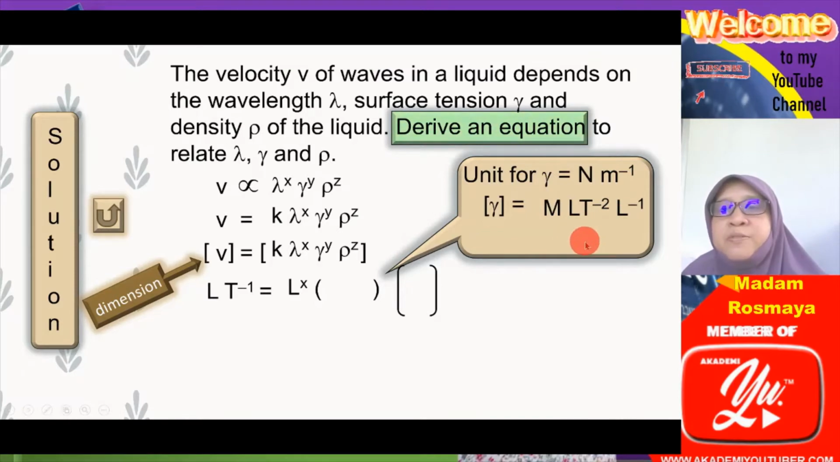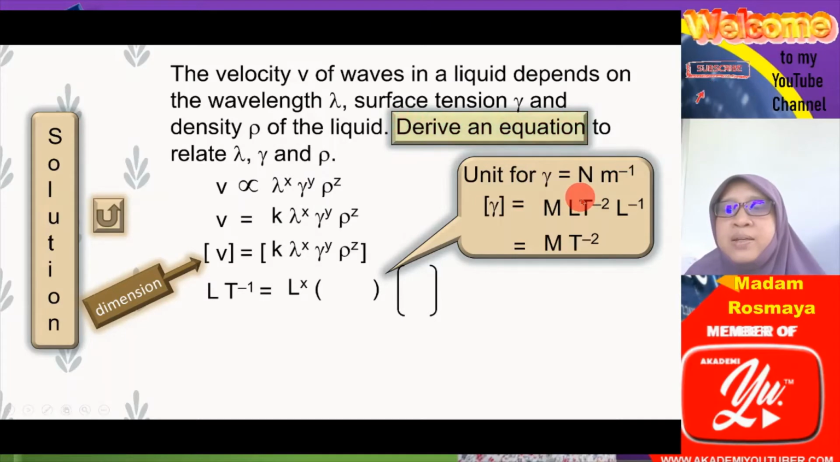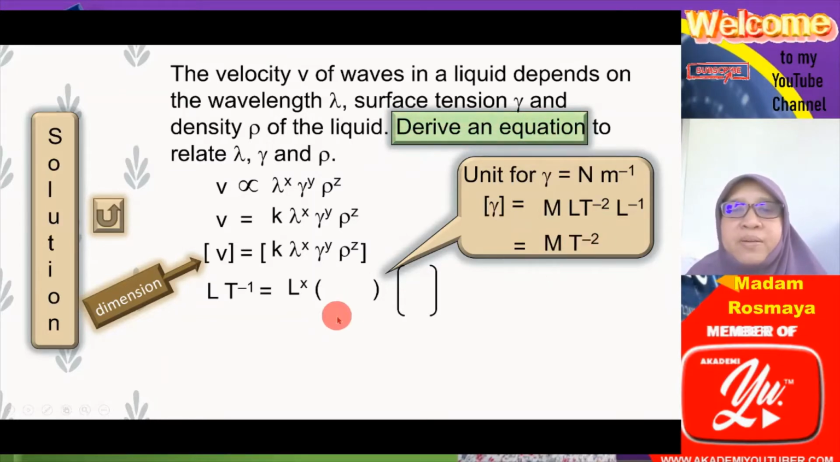So now we simplify this. We get M, L, the power of L here is 1. 1 minus 1 will be 0. So L to the power of 0 is 1. So therefore the dimension for surface tension is given by M per T squared. Okay, so we substitute into here. Don't forget the power is Y.